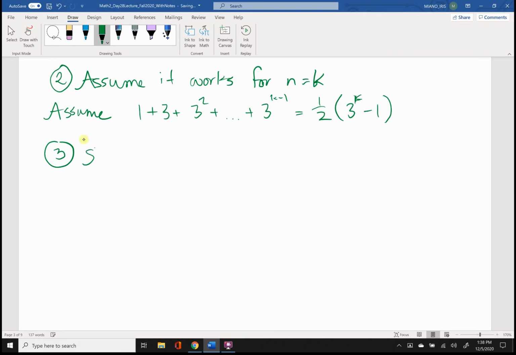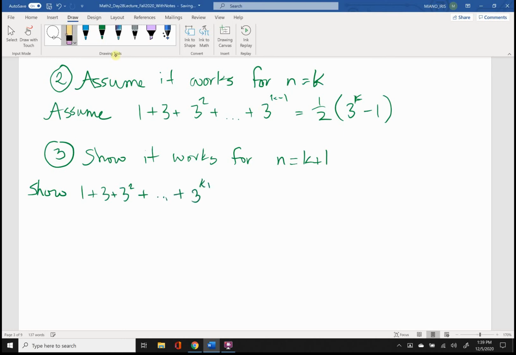Now we get to show it works for n equals k plus 1. So the first thing that I like to do is to write down what the k plus first step in the relationship looks like. So we've got to show that 1 plus 3 squared plus dot dot dot plus 3 to the k minus 1, minus 1.